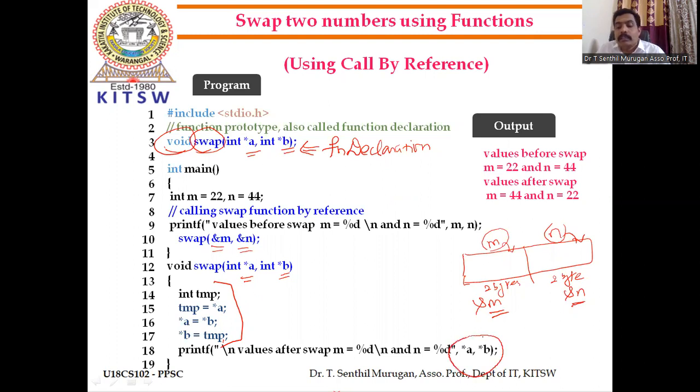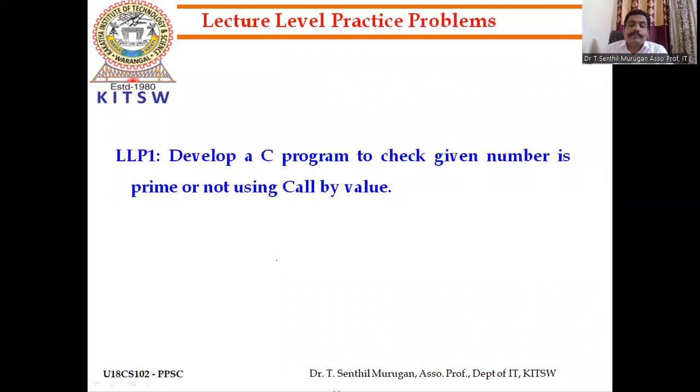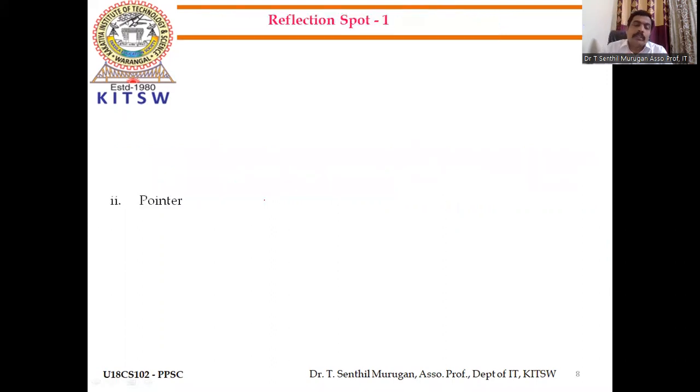Then it will print the pointer value. So automatically it is swapped. So what happened? This is the function call. In this function call, we are passing the address, not the value. That's why we are saying this is call by reference. Okay, clear. So I hope you understand what is call by value and what is call by reference. Now you just develop a C program to check whether the given number is prime or not using call by value, as well as call by reference.